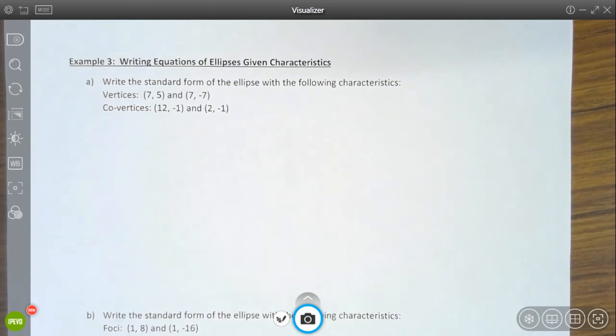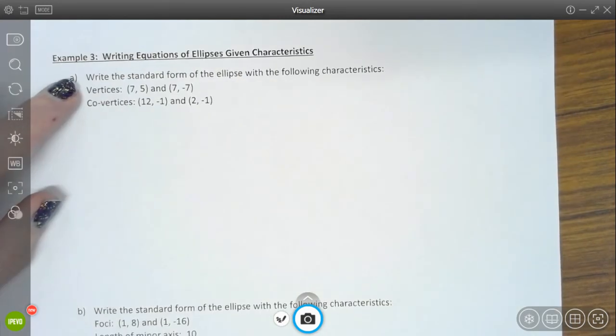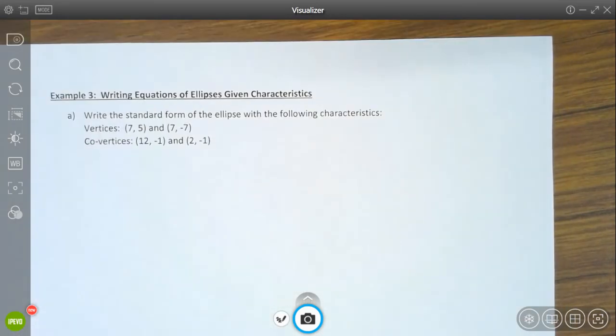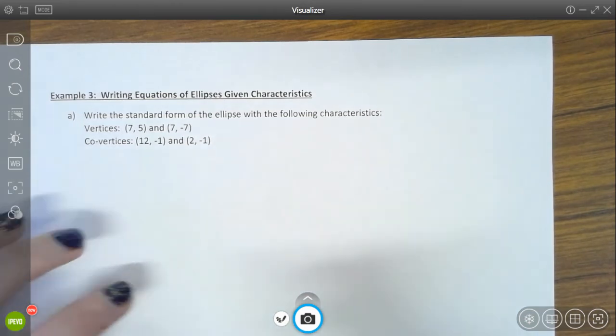But the good news is whether they give me my co-vertices, my vertices, or my foci, my center is always going to be at the midpoint of them. So when I'm given a pair of points, I'll be able to find my center right away. And that's going to give me half of what I need.